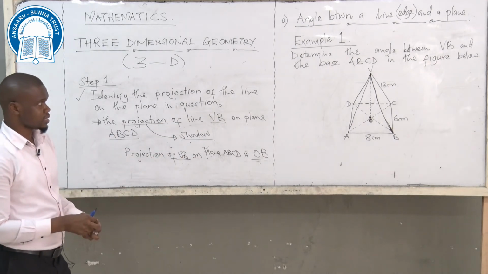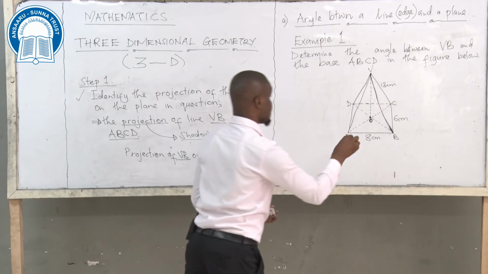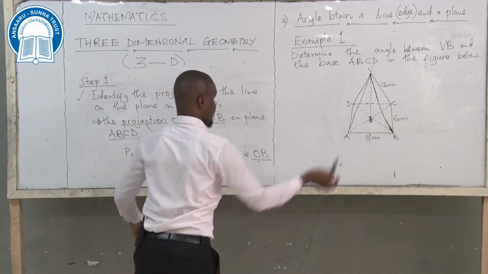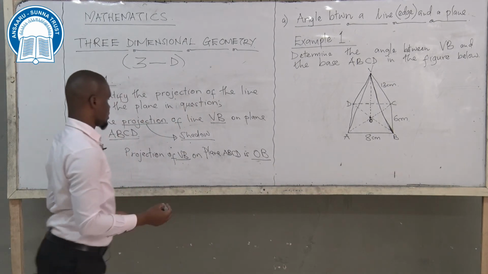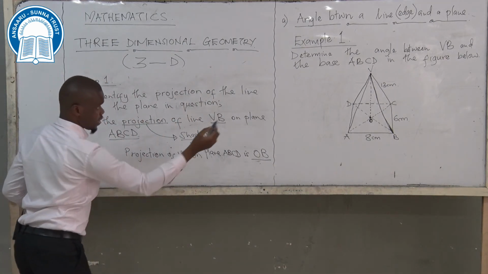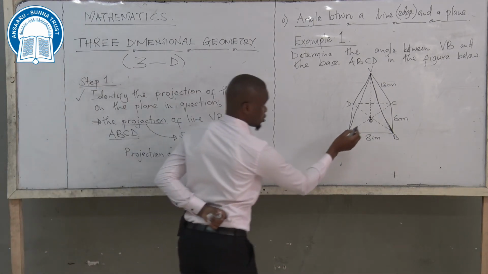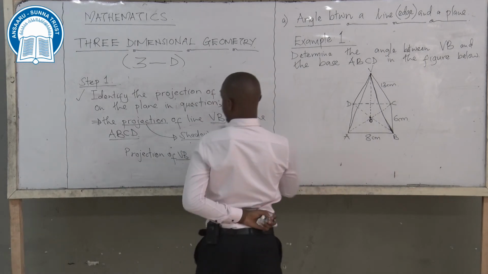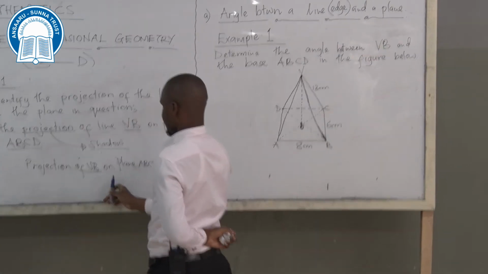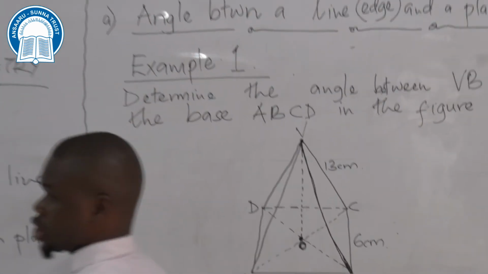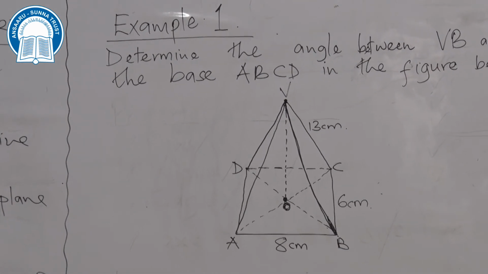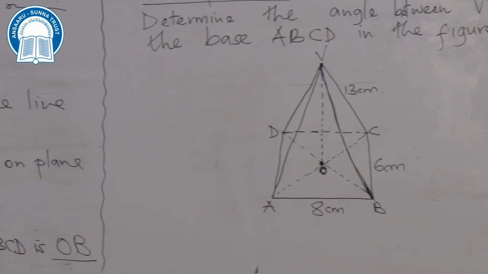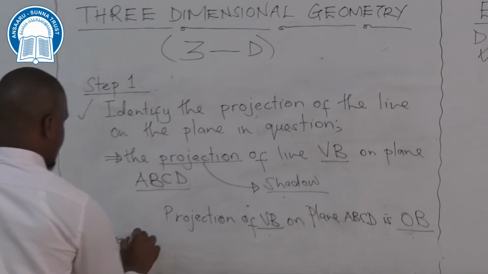So we are assuming that this is a right pyramid with the vertical height OV. So from this structure, we are saying the projection of the line is what? OB. Then it simply means after you've gotten this step number one, identifying the projection of the line, the second step should now be step 2.